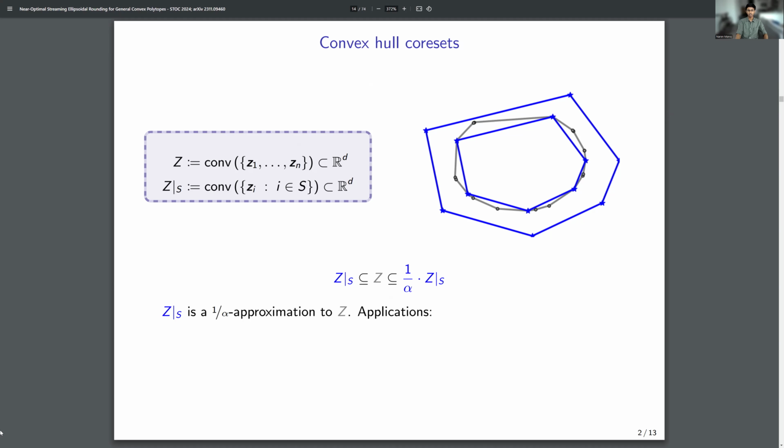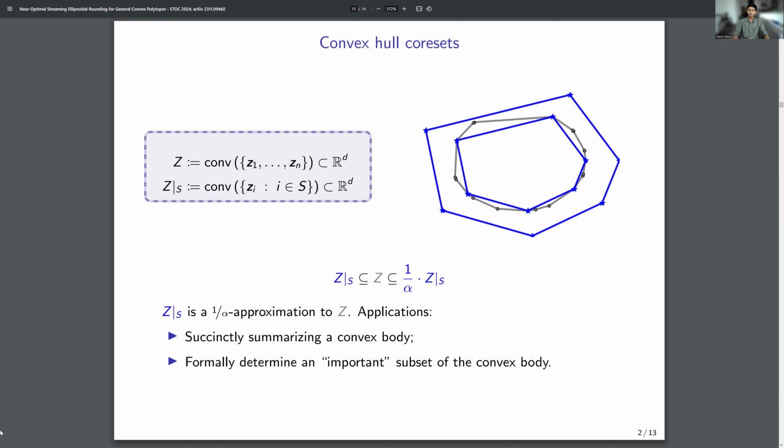So why might you be interested in finding these convex hull core sets? Well, one application is, again, you can succinctly summarize a convex body up to this approximation factor. In particular, if you manage to make the size of S rather small, then you would get a pretty short geometric summary of what Z looks like. It also gives us a formal sense in which we can determine an important subset of the convex body, meaning that the points that belong to S were in some sense the points that contributed the most to the geometry of Z in a particular sense.